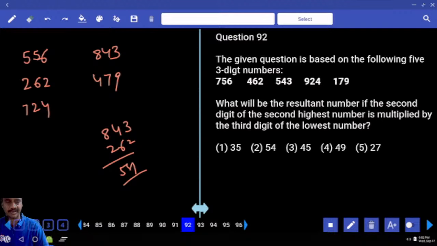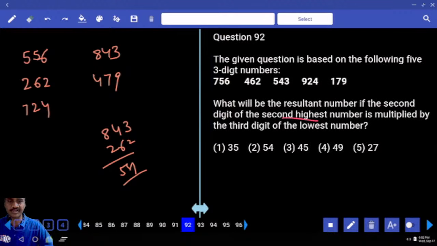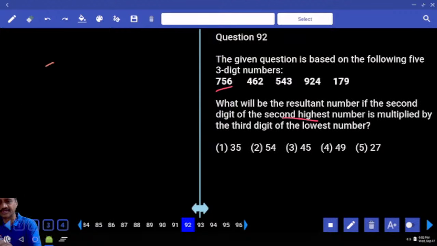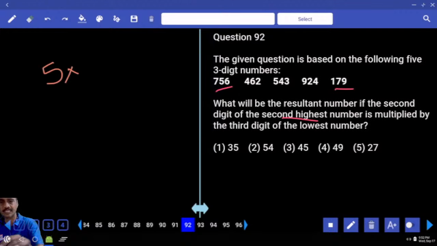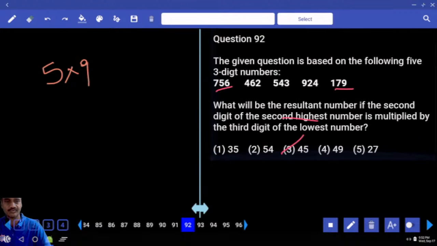92. Resultant number is the second digit of the second highest number. Which is the second highest? 756. Second digit 5. Is multiplied with the third digit of the lowest number. Which is the lowest number? 179. Third digit 9. 5 into 9, 45 choice.